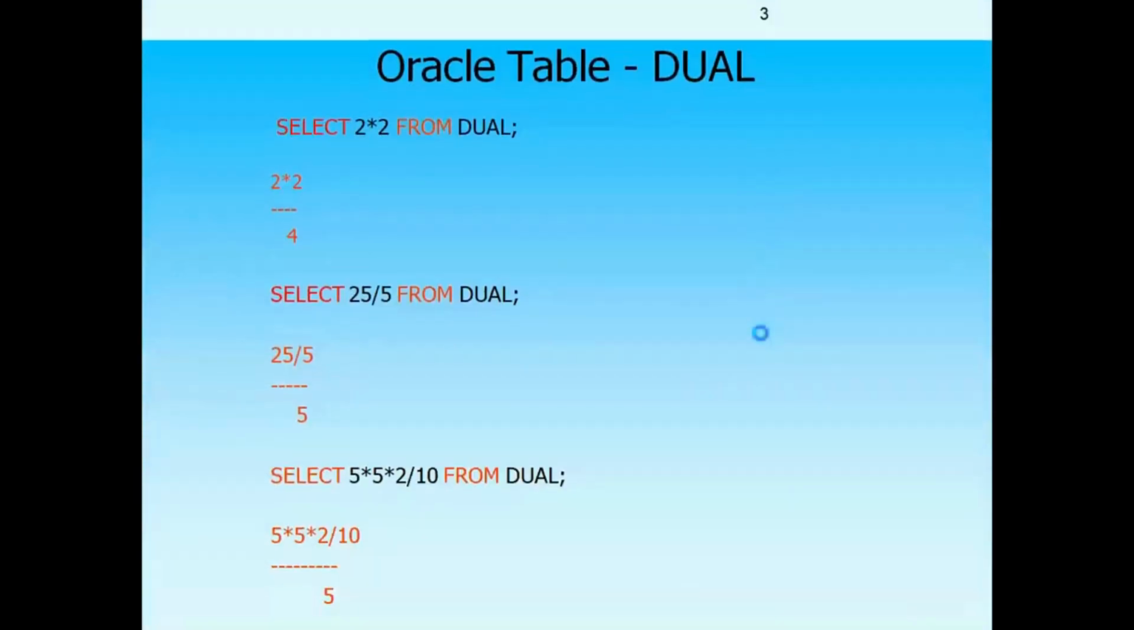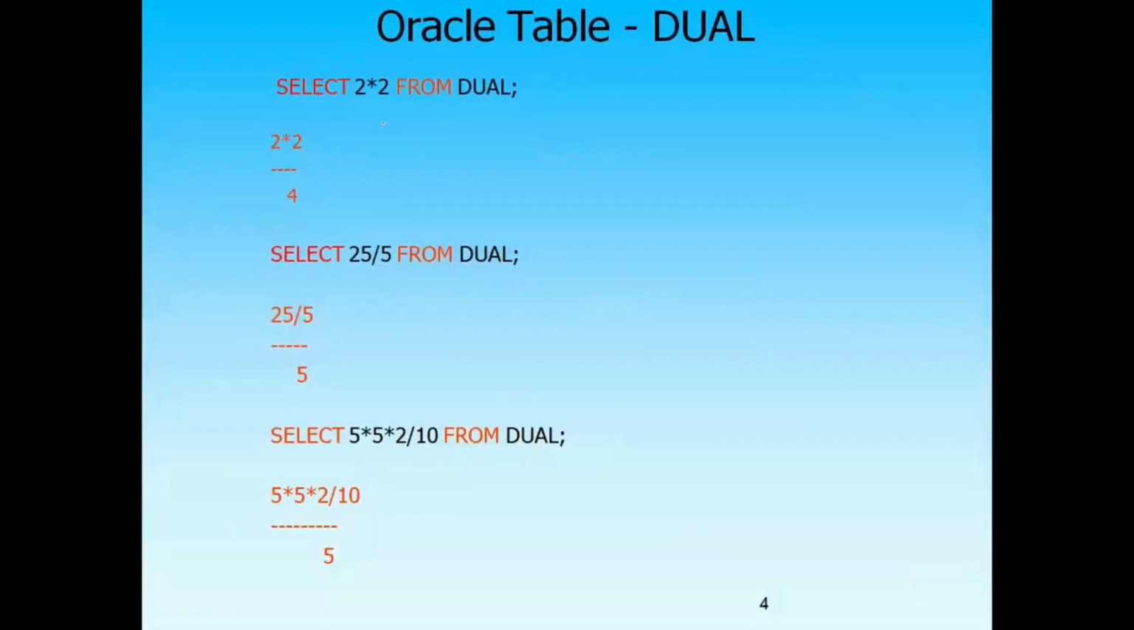Here is an example. For example, if you want to find the multiplication of two numbers, then in the select syntax we need to pass the from clause. From clause is compulsory. Now this data we don't want to retrieve from any other table, so we can pass the dual table here, that is the dummy table. The result of this select query will be the multiplication of 2 into 2, that is 4.